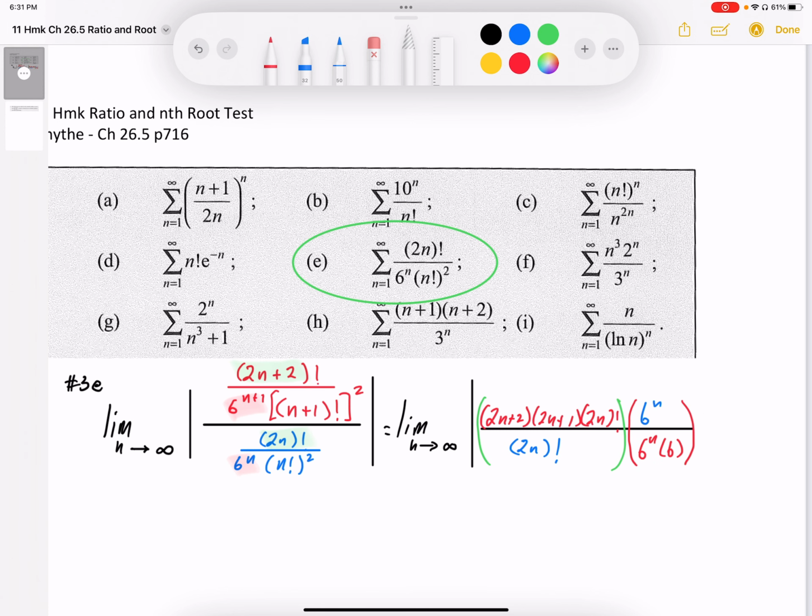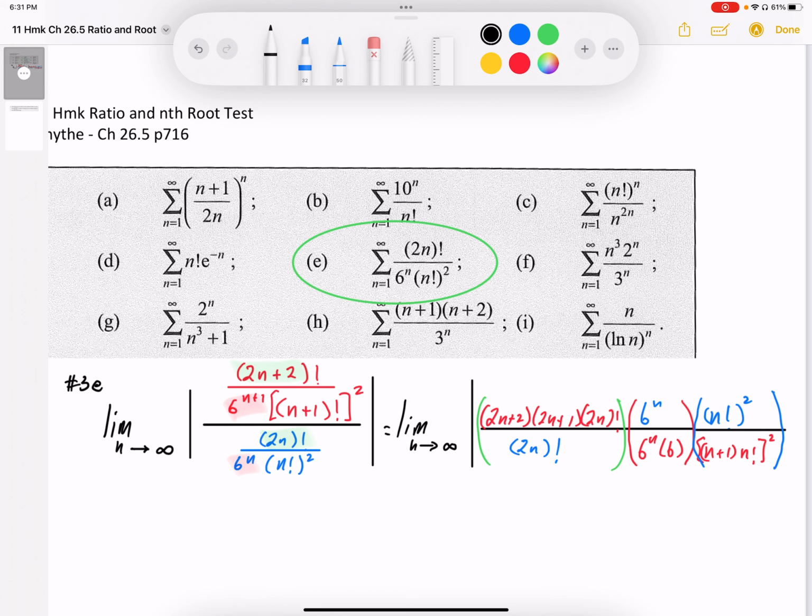Okay, so I'm going to group together my n plus 1 factorial squared with the n factorial squared. So it's going to look like this. I'm going to start with the numerator, n factorial squared. And then in the denominator, I'm going to write this as n plus 1 times n factorial. So we end up with n plus 1 times n factorial. So that's going to be the same as n plus 1 factorial. And then I'm going to square all of that. And I'm going to group that in blue.